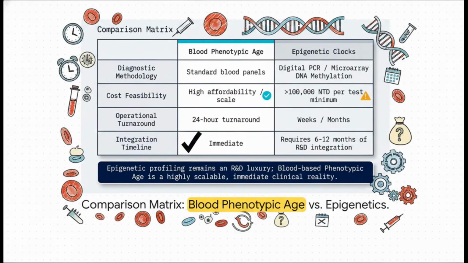This comparison matrix shows exactly why blood phenotypic age wins out for daily operations. Yeah, epigenetic clocks using DNA methylation are insanely accurate, but they cost upwards of 100,000 NTD, take weeks or even months to process, and require heavy R&D integration. Blood phenotypic age, though, uses standard blood panels, is highly affordable, integrates immediately, and crucially, has a 24-hour operational turnaround. It's a scalable clinical reality right now.